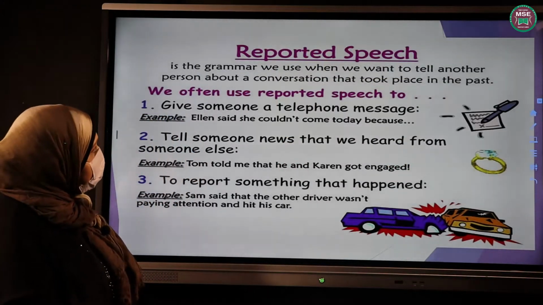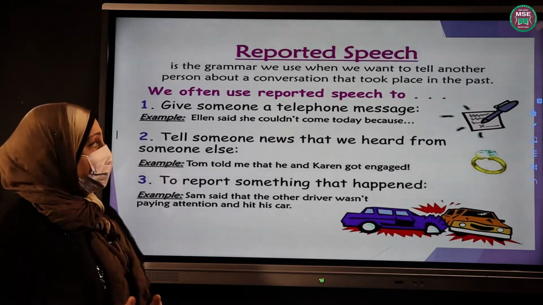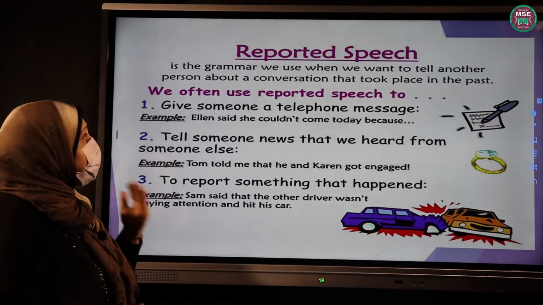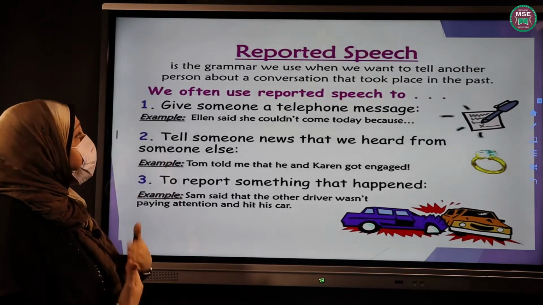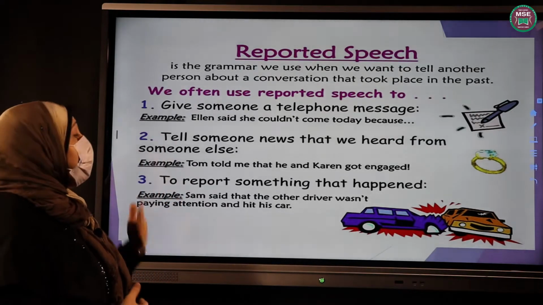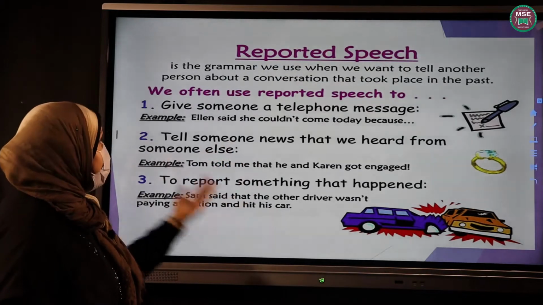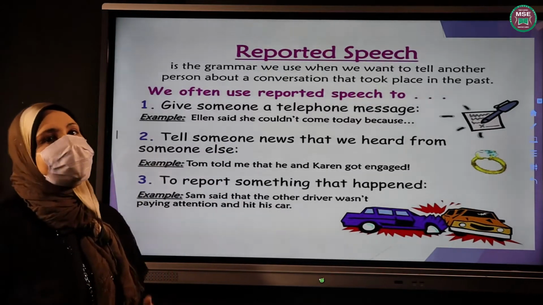In reported speech, let's see when we use it. I have several kinds of usage for reported speech. First of all, we use reported speech to give someone a telephone message, or to tell someone news that we have heard, or simply to report an event.